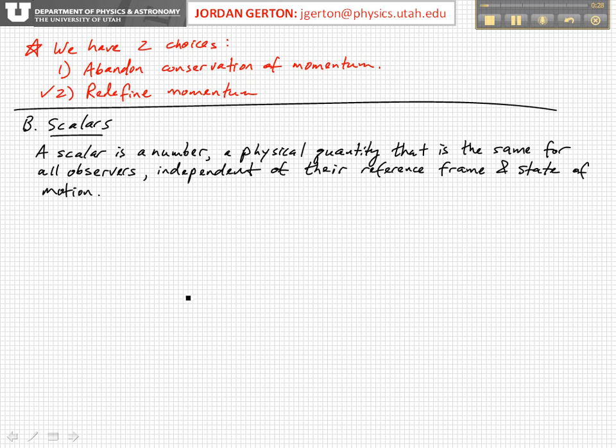So as I've written here, a scalar is a number that represents a physical quantity which is the same for any observer, no matter what their frame of reference is, nor their state of motion. So it's something that everybody agrees on. So what are some examples of scalars?